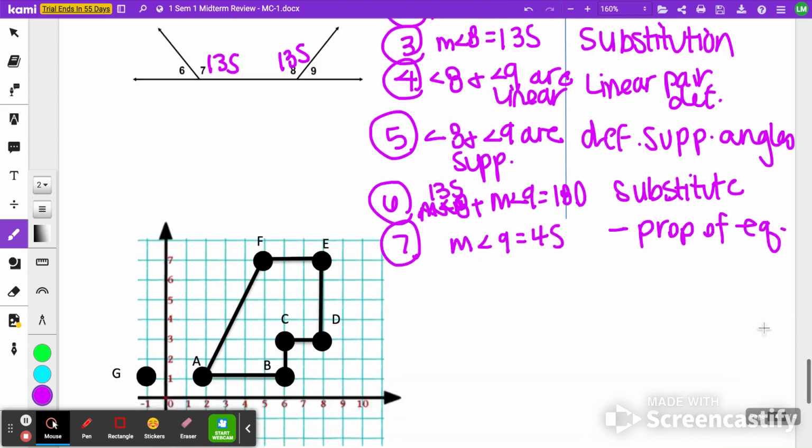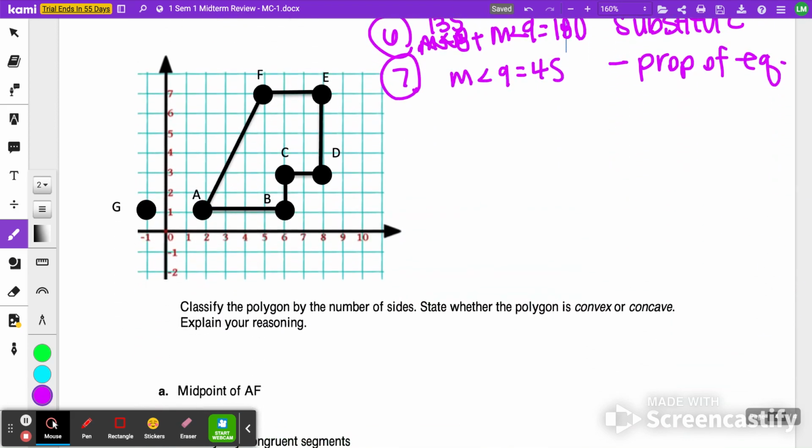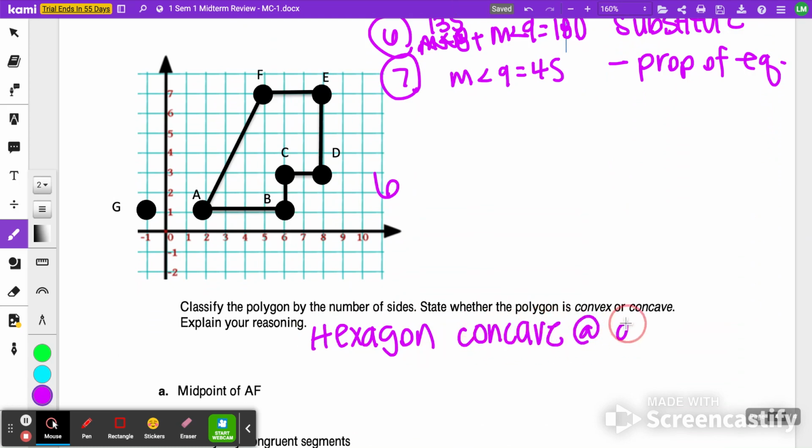Okay. Next up, classify the polygon by the number of sides. State whether the polygon is convex or concave. Explain your reasoning. When I looked at these, we have 1, 2, 3, 4, 5, 6. This is 6-sided, so this is a hexagon. And it is concave because it's pointing in at angle C.